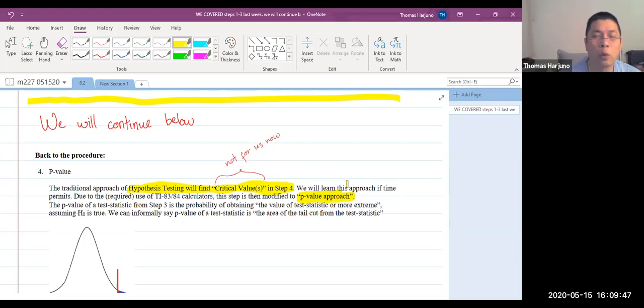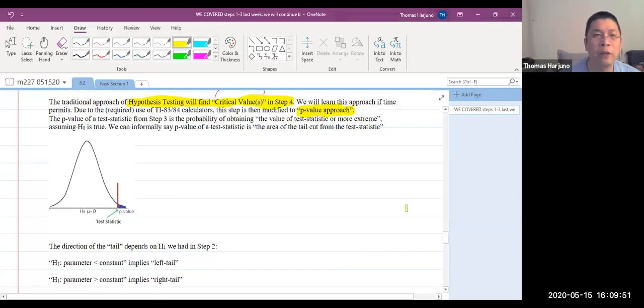Now, what is the p-value? The p-value is obtained from step 3. In step 3, we get the test statistic, right? Now, the p-value of this test statistic is the probability of obtaining the value of the test statistic or more extreme, assuming the null hypothesis is true.